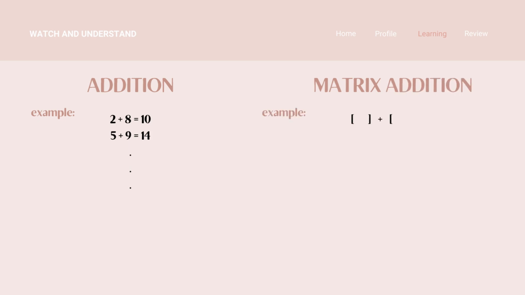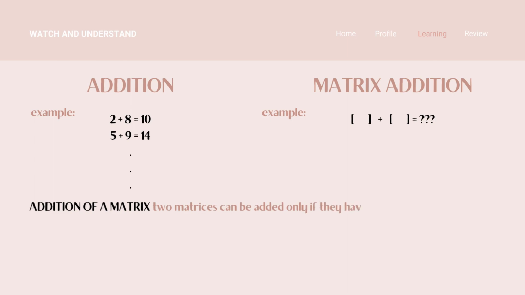Before I discuss how to add 2 matrices, you need to know one simple rule. 2 matrices can be added only if they have the same order. Yes, you heard that right. Both matrices have to be of the same order for the addition to be possible. Now let me give you 2 matrices and you have to analyze if they can be added or not.